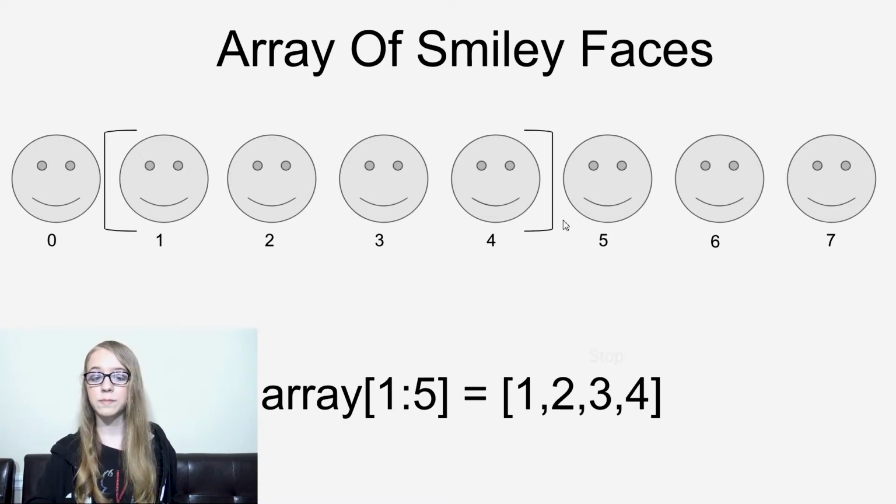So what is our subset going to be? Our subset is going to be the items 1, 2, 3, and 4. Perfect.